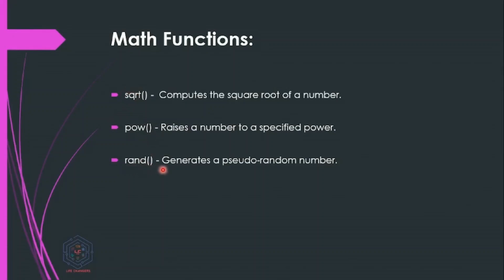What is this library? It generates a random number. For generating a random number, this library is used. This is how it is represented. Okay, let us see the other libraries.